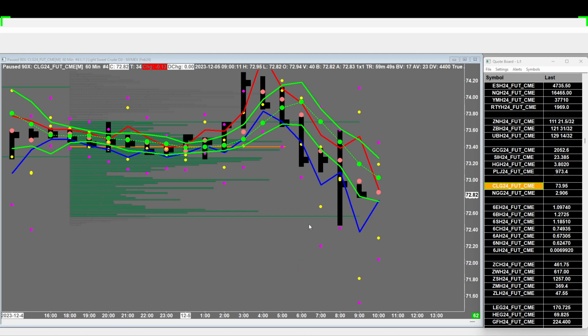That's important, right? Actually, I don't know if you noticed this, but I believe the point of control also shifted from here to here. So it's telling us, even though we closed lower, we actually accepted higher prices during this bar. What does that tell us?